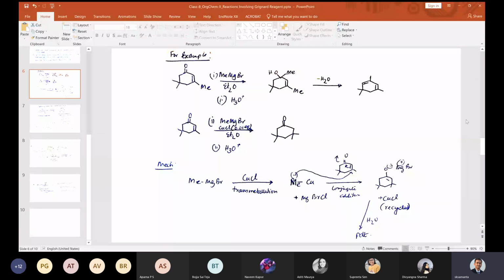So tomorrow we'll see the organolithium reagent, and then this Saturday we will have the exam. In the test, will you include these slides or only the previous slides? Since I have taught this, we will include this one. Organolithium I will not include, but the Grignard reagent I will include. You can also study this one.